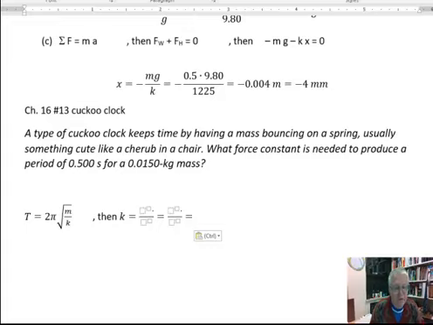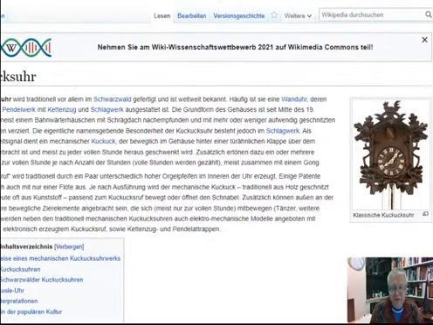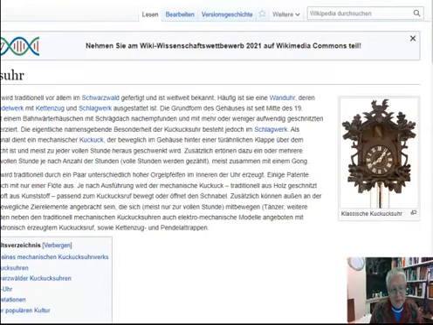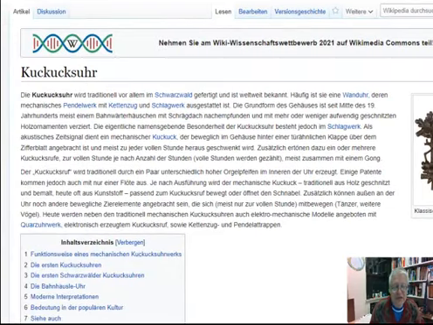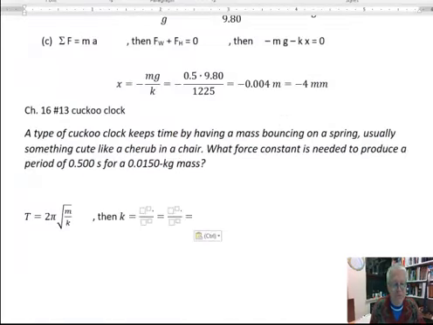All right, the next problem is about the Cuckoo Clock, and here I found an image. I think we can see that. It appears to be a German invention, and because cuckoo is a tough word to pronounce, I will use the German pronunciation. I will call it a Kuckucksuhr, Uhr meaning clock. So a type of Kuckucksuhr keeps time by having a mass bouncing on a spring, usually something cute like a cherub in a chair. What force constant is needed to produce this much period for this much mass?